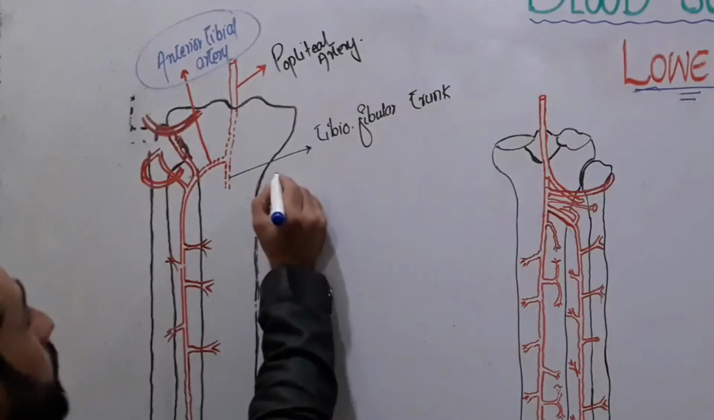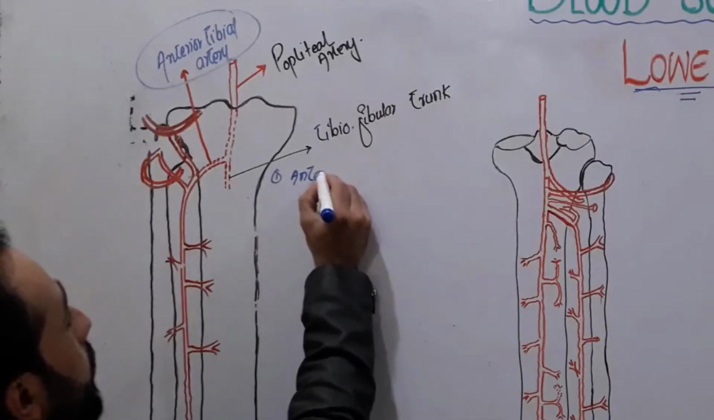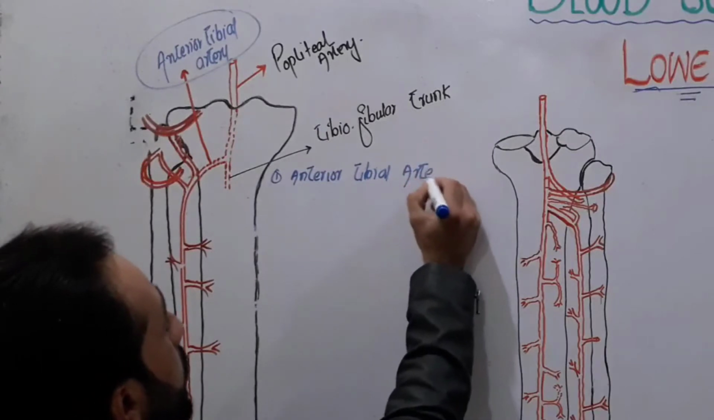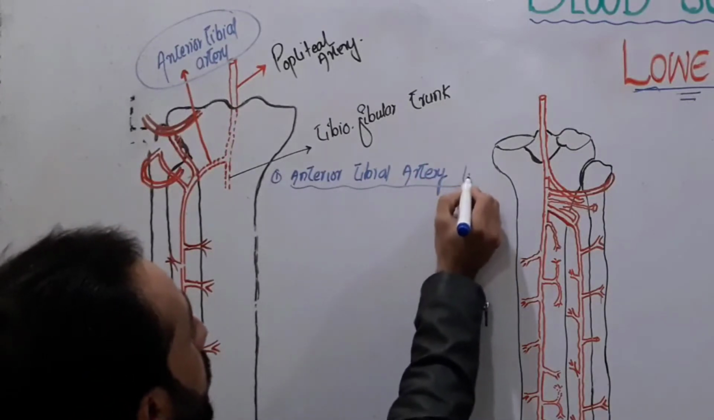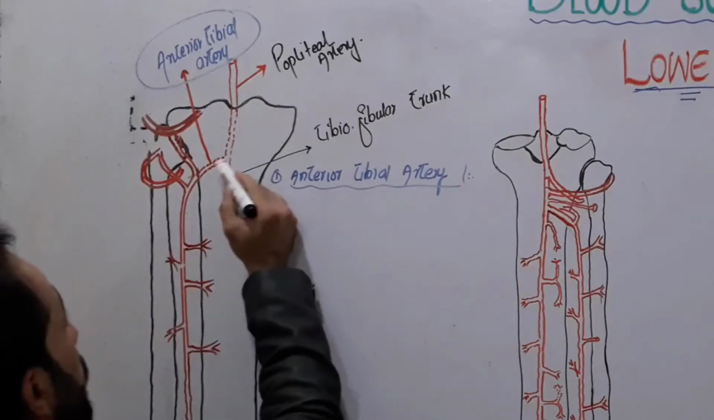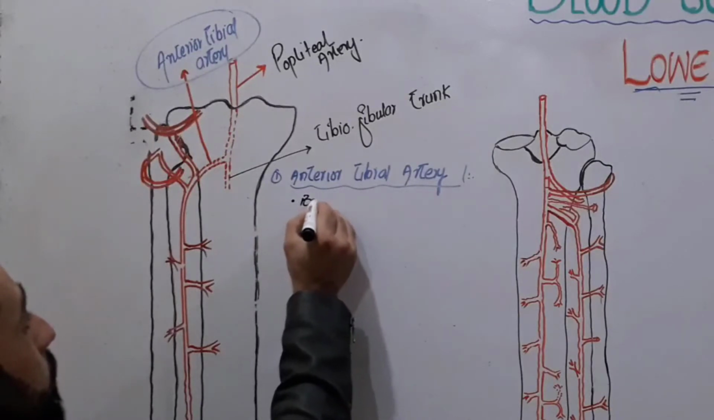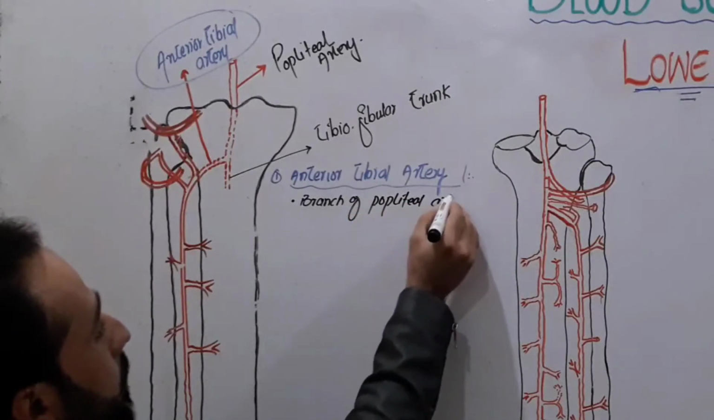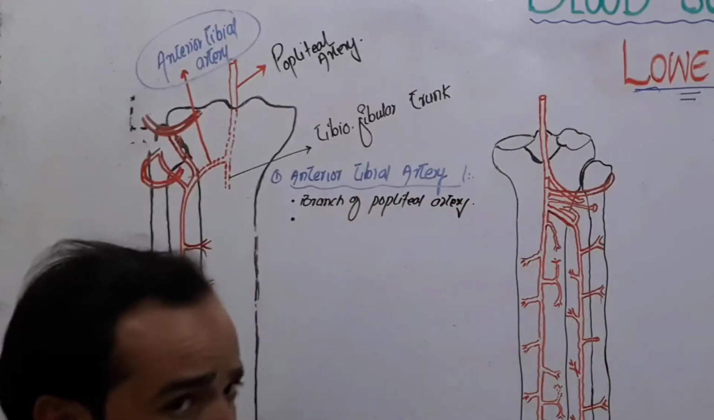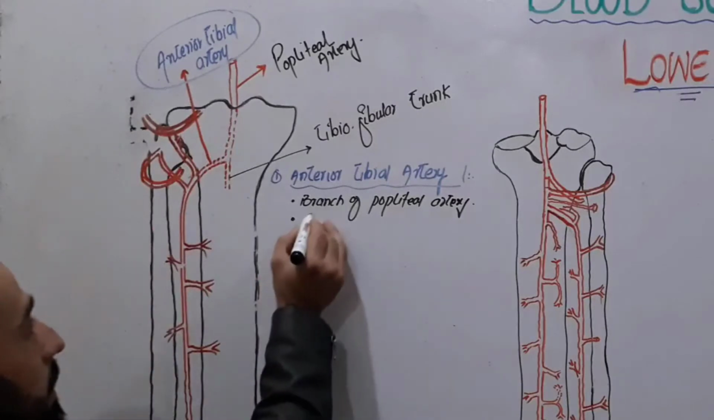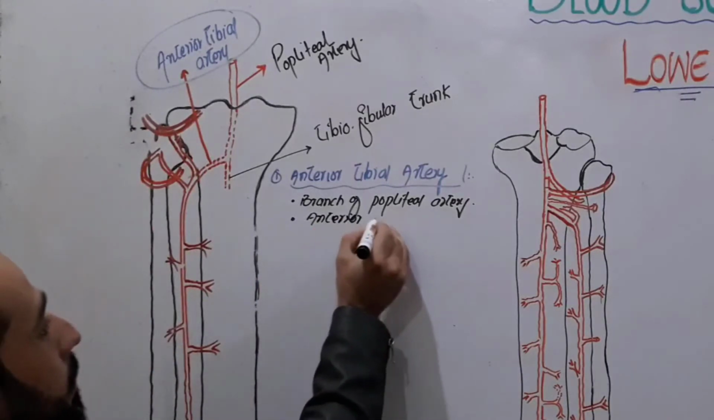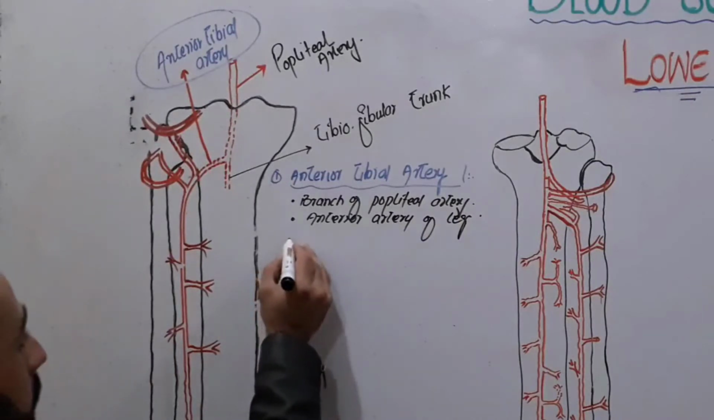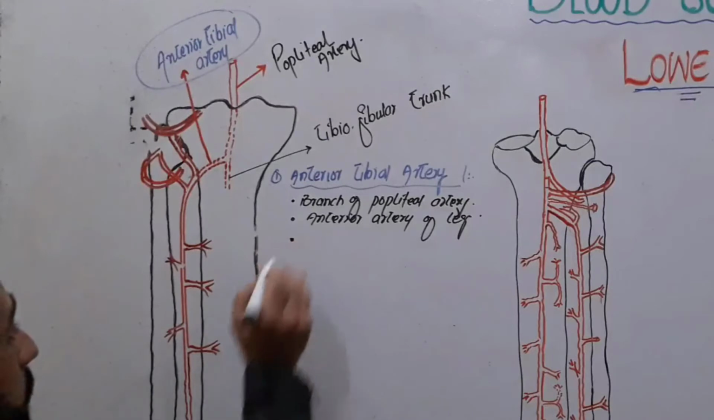So first of all, point number one, what is the anterior tibial artery? We should know about it, and we should name all the branches which arise from this artery. It's a branch of the popliteal artery, the first very important thing. It is also known as the anterior artery of the leg, right, friends?